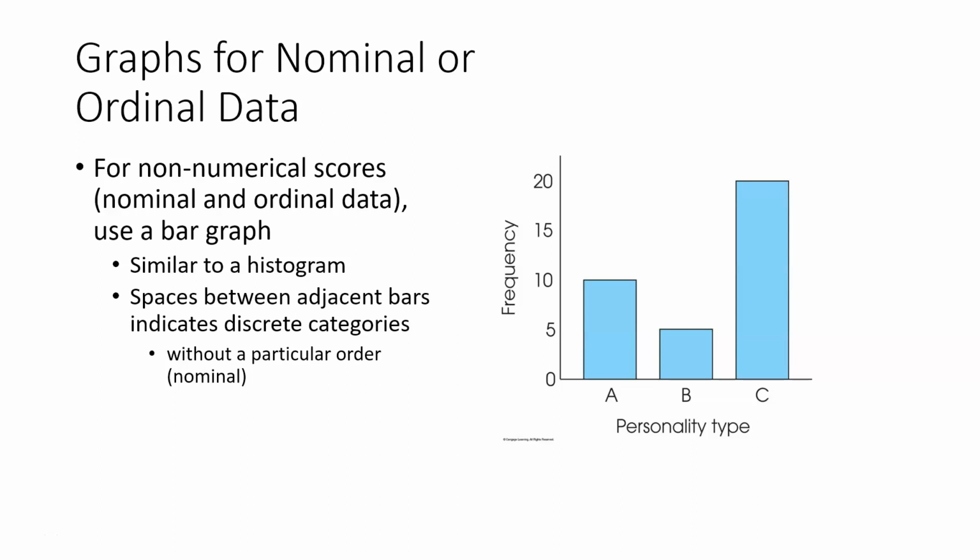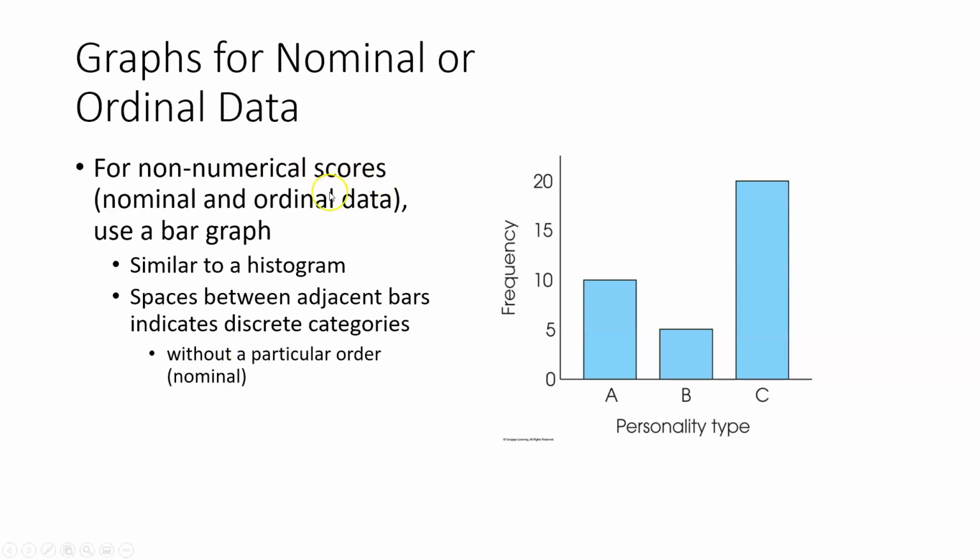Now, everything we just described was histogram data, where everything on the x-axis was on a continuum. Here I'm going to show you graphs for nominal or ordinal data. These kinds of data are, again, categories. They're not on a continuum. They're not one blending into the next.